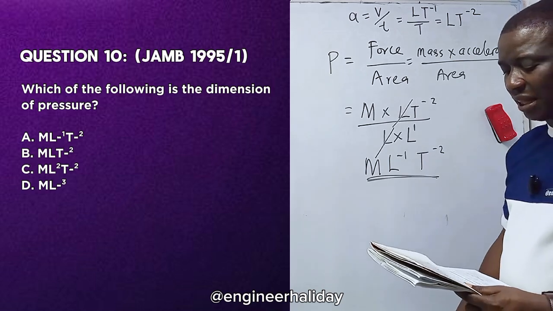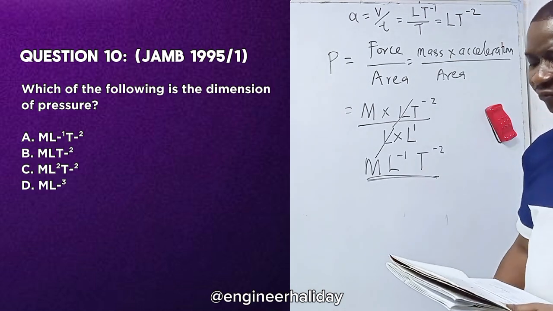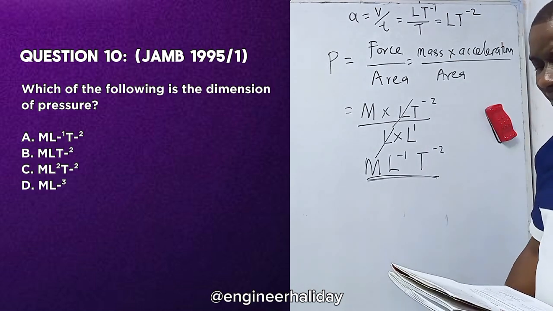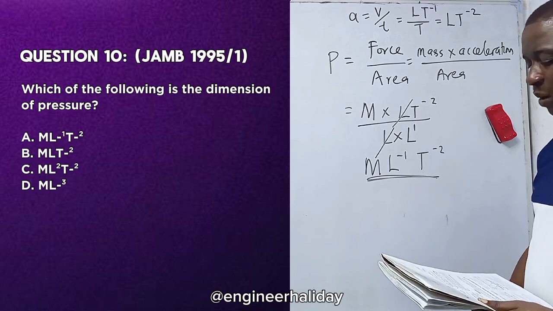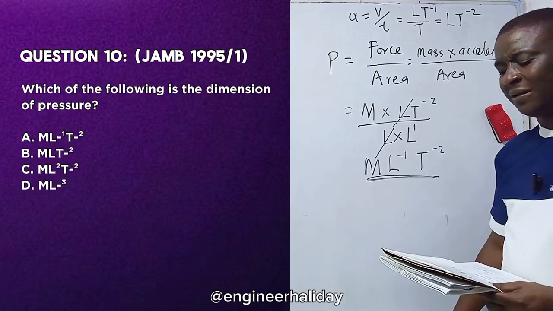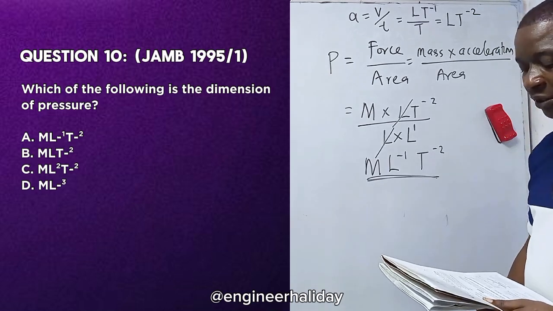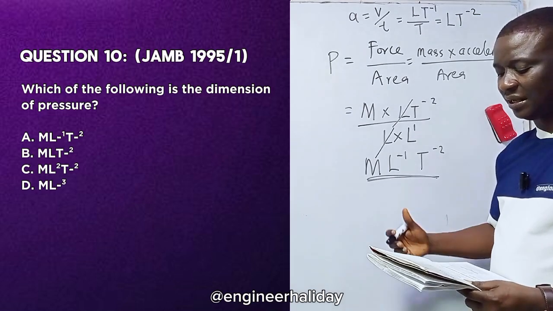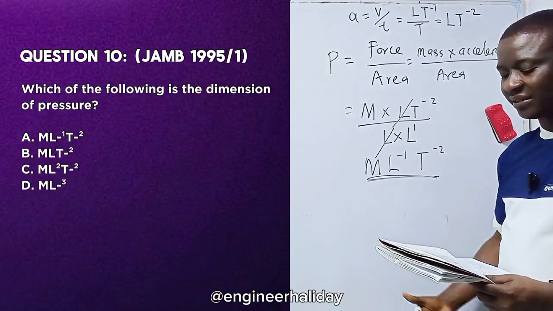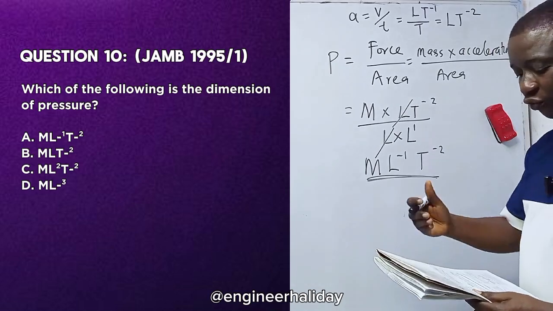B says MLT^-2. That should be force. Then C says ML^2 T^-3. That is power. Then D says ML^-3. That's density. You can try those options and find the dimension of power, density, and force to confirm it.